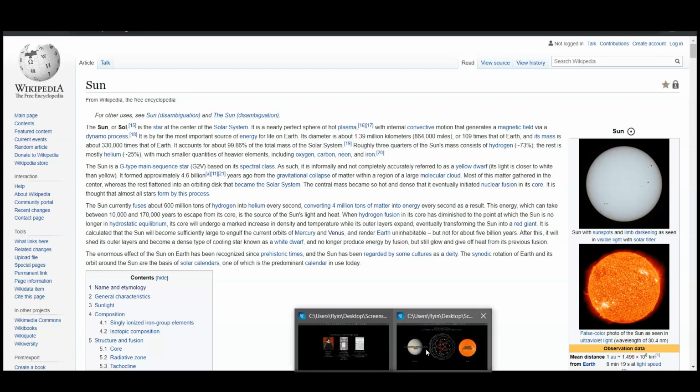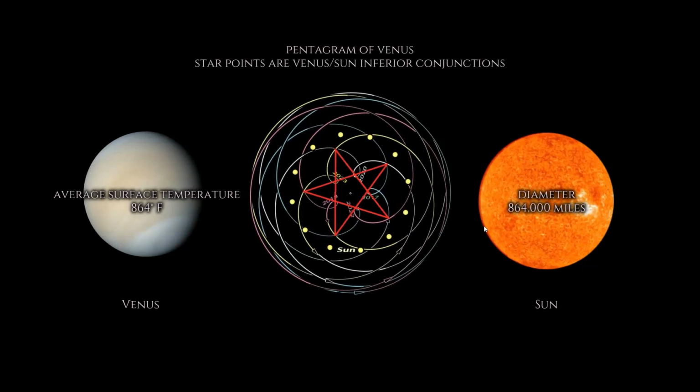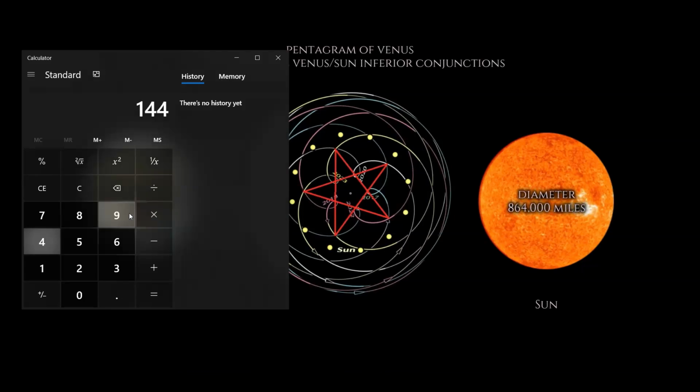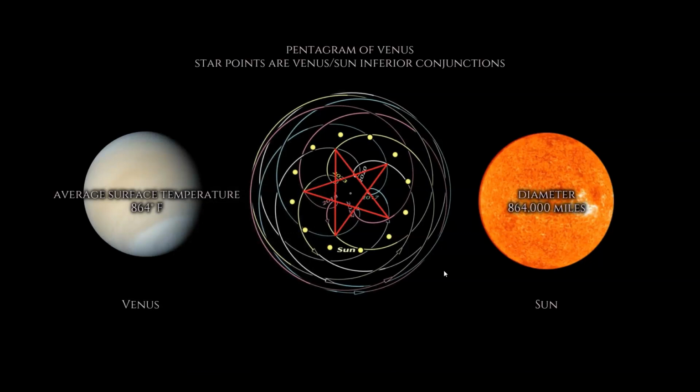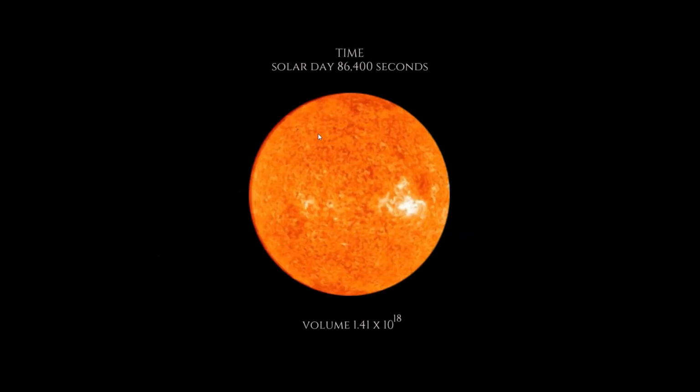because time is based on a solar day. There are 1,440 minutes in a day. So that's 86,400 seconds. So they have this 864 in the Venus and Sun encoding time for our solar day.